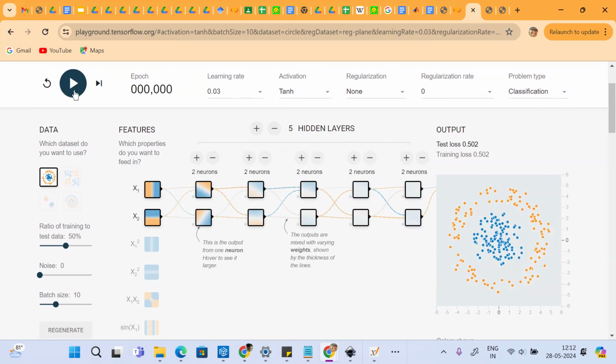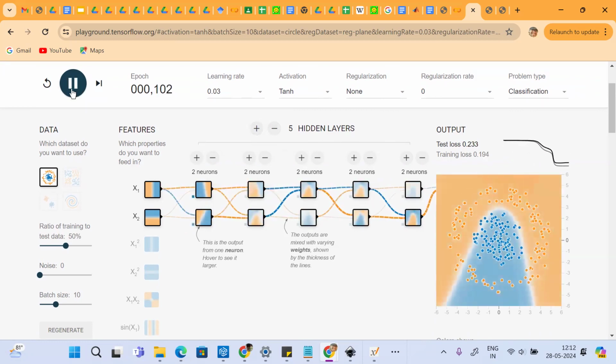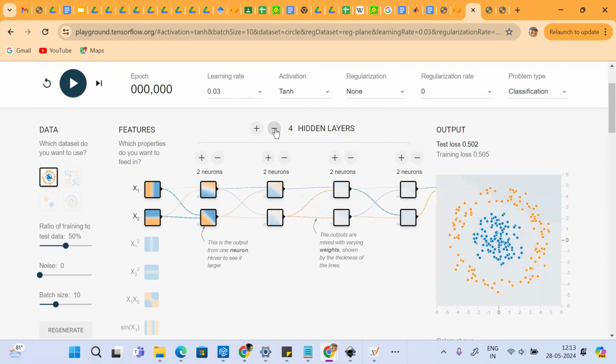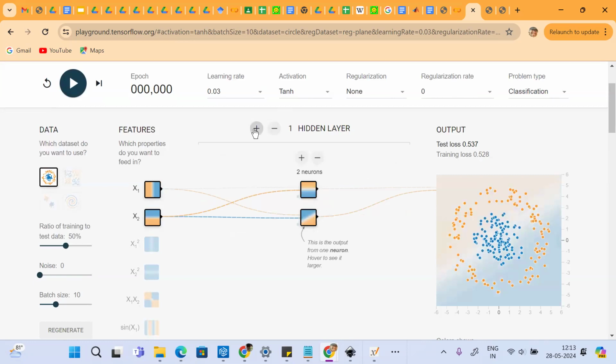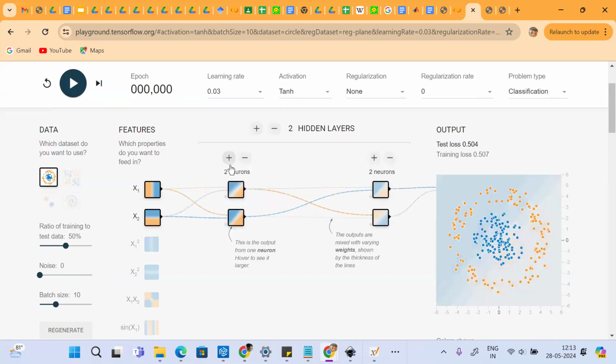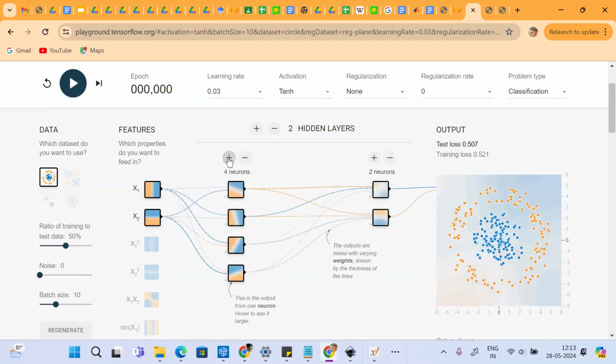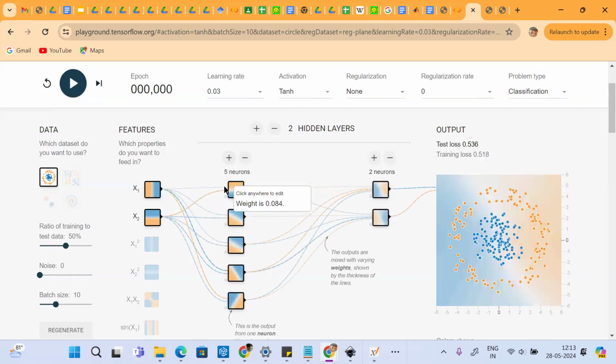Okay, let us see now. Wait. I think we don't need to increase the number of hidden layers. Maybe this one will also work for you. But here, the number of neurons. We should increase the number of neurons in the hidden layer. Maybe I'll increase the number of neurons in this hidden layer. I have done 3, 4, 5 now. Let us see now.